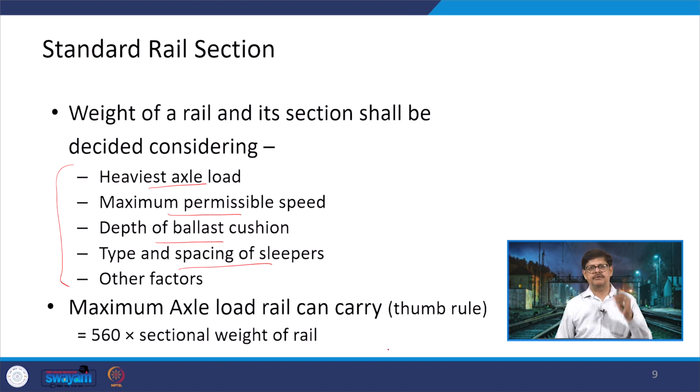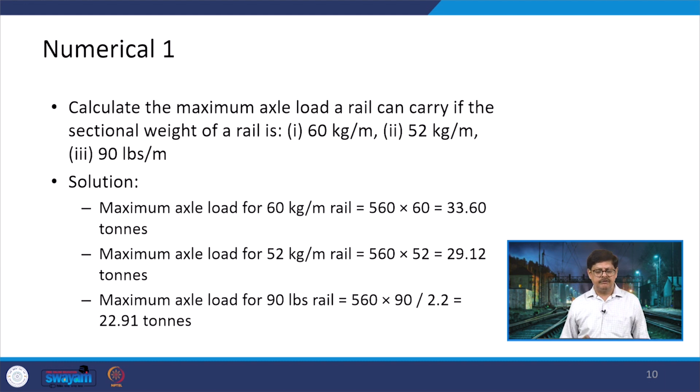So, it means we are talking about a load which is coming from the top, we are talking about the operational side, we are talking about the support side. Now, there is one thumb rule which says 560 into sectional weight of rail gives the maximum axle load the rail can carry. So, how much load that rail can carry is going to be decided by this 560 multiplied by the sectional weight of a rail section, and all of the rail sections which are available are defined by their sectional weight.